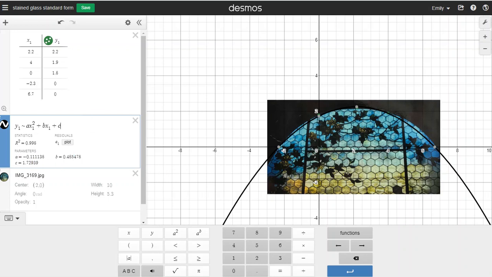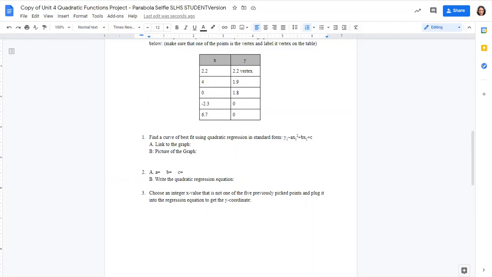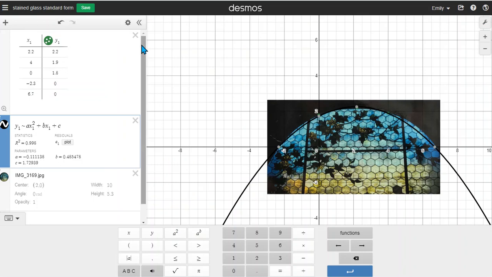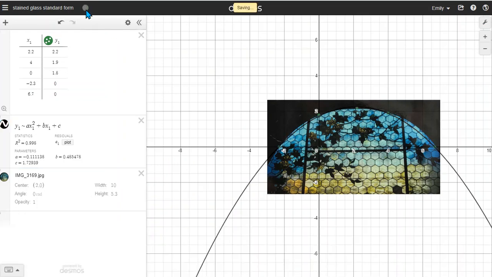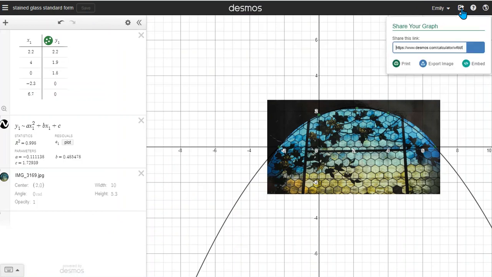So let's see what the report asks for. It asks for a link to the graph, so let me go back here and save it. All right, and to get the link, I'm going to go right here to share graph, and I'm going to copy it.